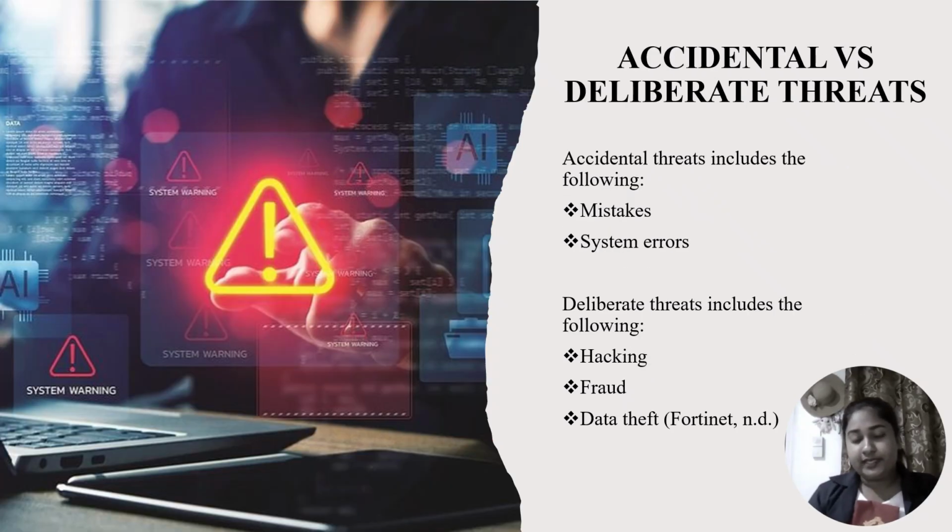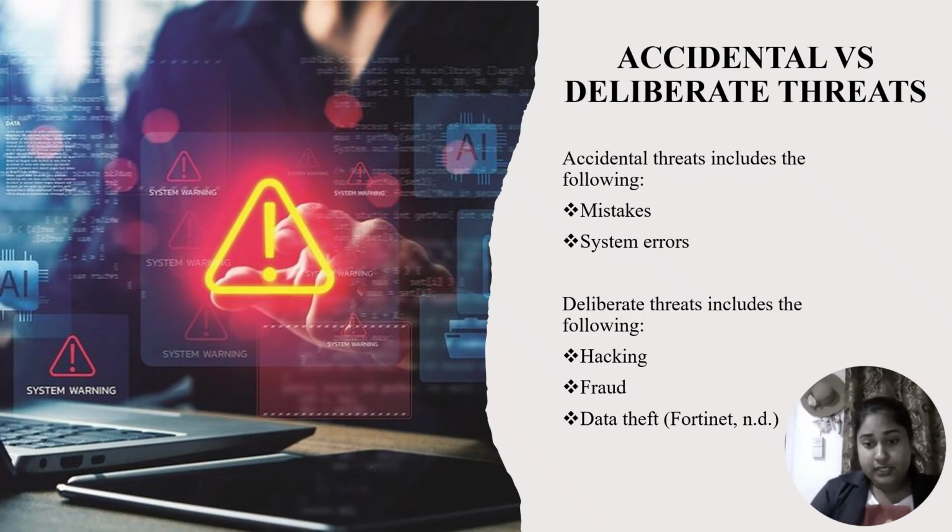We're now going to be looking at some accidental versus deliberate threats. Threats can also be accidental or deliberate. Accidental threats are usually mistakes or system errors, while deliberate threats are intentional attacks aimed at stealing or corrupting important data. Some accidental threats include the following: mistakes or system errors. For example, a clerk may accidentally delete records, or there may be a system glitch that corrupts files.